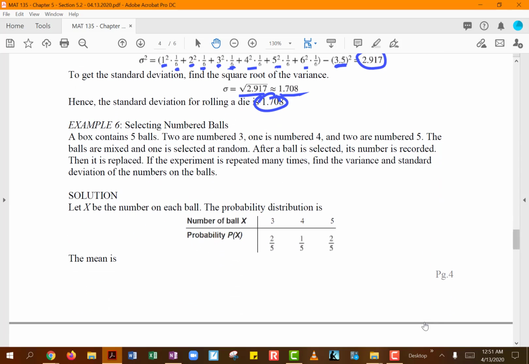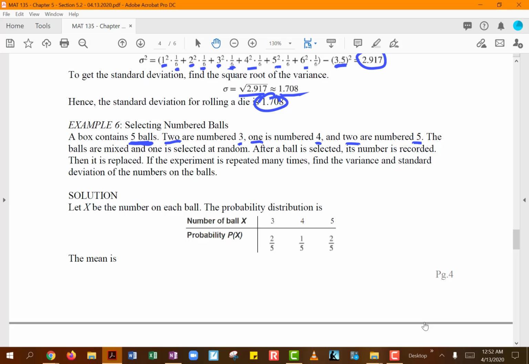Just continuing with another example here, we're talking about a box containing 5 total balls, and they're saying 2 of those balls are numbered 3, 1 is numbered 4, and 2 of the balls are numbered 5. So 2, 1, and 2 of course adds up to a total of your 5 balls. The balls are mixed and one is selected at random. After you select the ball, you record the number that's on the ball, put it back, replace it, and you continue this experiment many times.